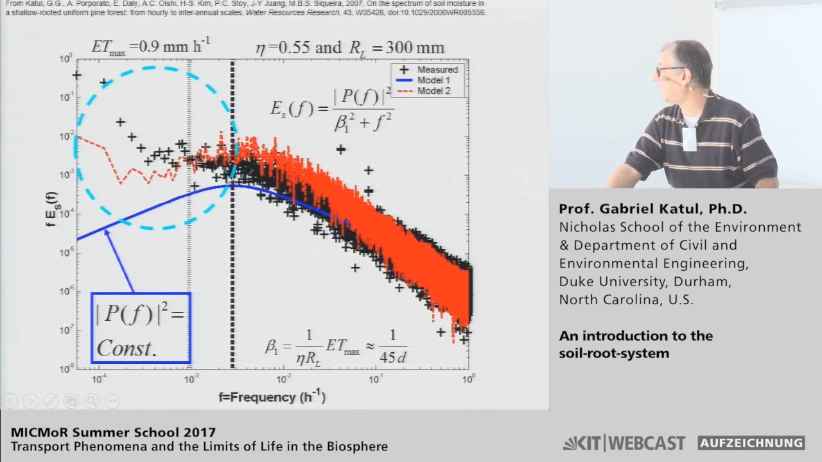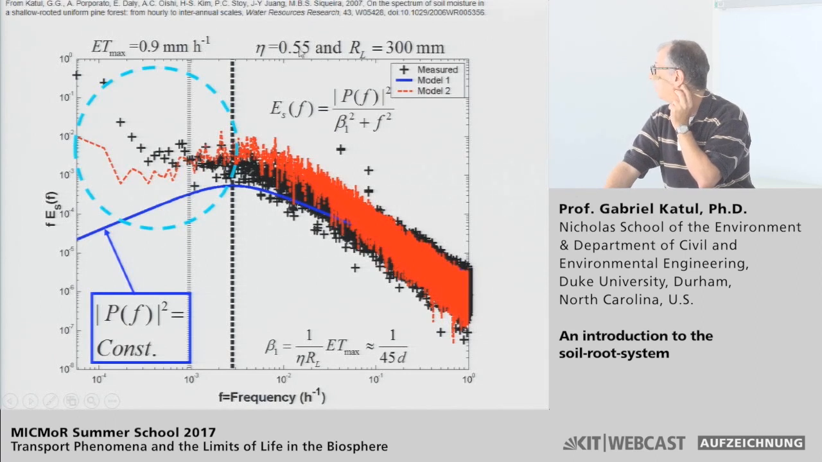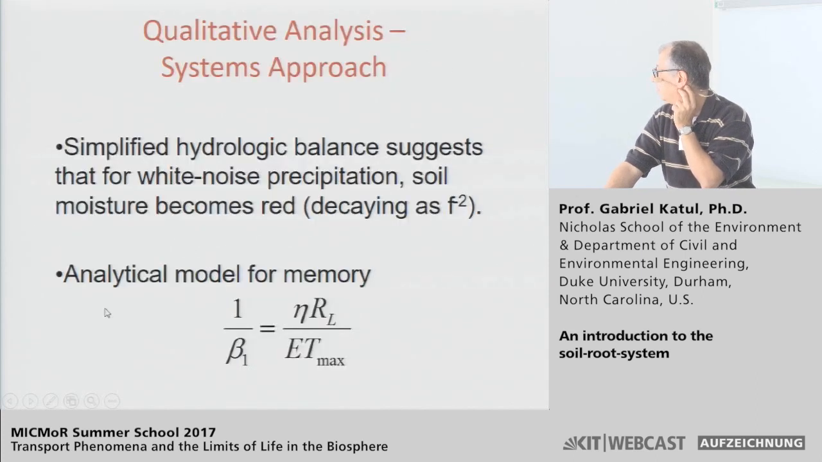And if you do the calculations, it turns out to be roughly about 45 days. And that can be reproduced if you assume that the measured maximum evapotranspiration rate was 0.9 millimeters per hour. The porosity was about 0.55. And in this case, the rooting zone depth to the hard clay pan at the Duke Forest was about 300 millimeters.